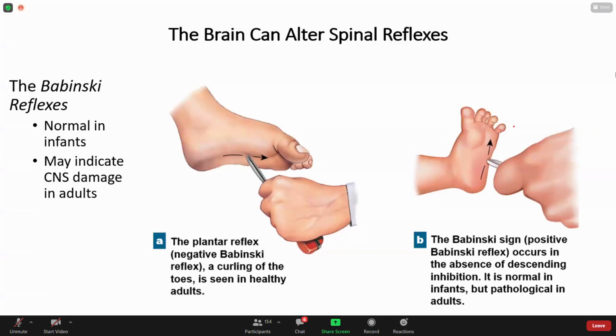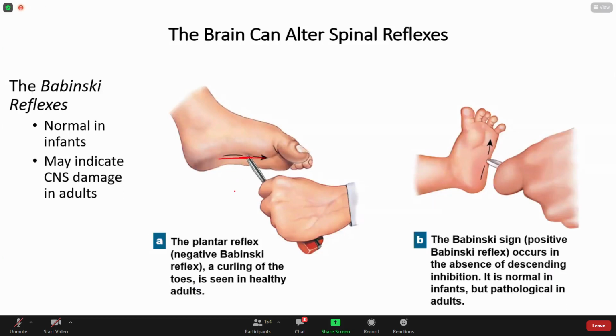Now, there are other reflexes which require upper motor neuron involvement, for example the plantar reflex, which we will not go into details about the pathways. It's a bit more complicated, but we know that with the plantar reflex there is an involvement of the upper motor neurons. A plantar reflex is basically when you scratch the sole of the foot.